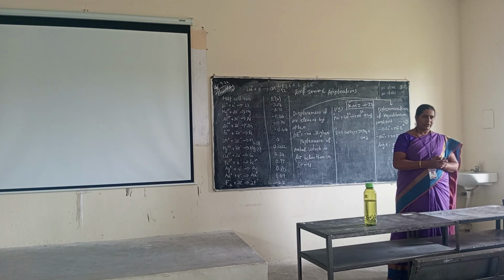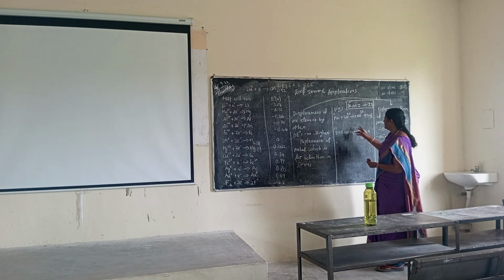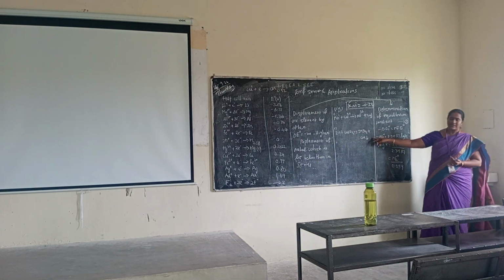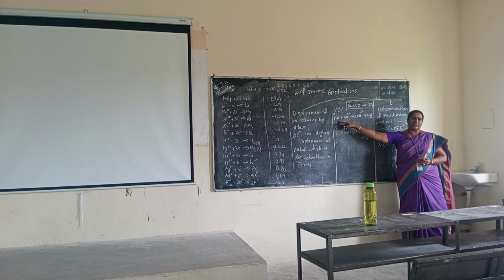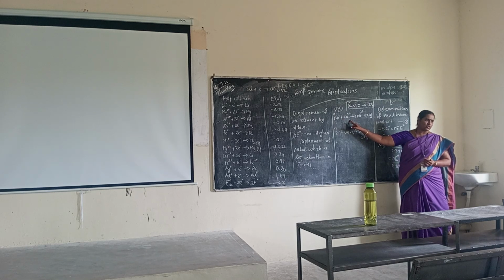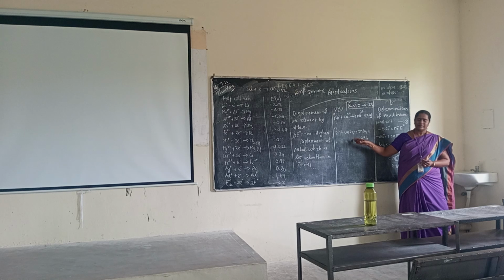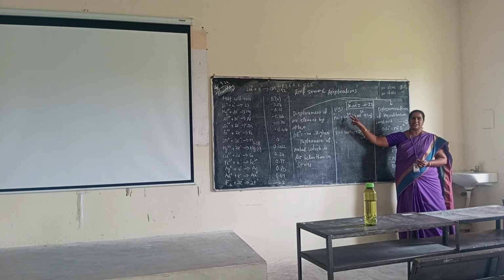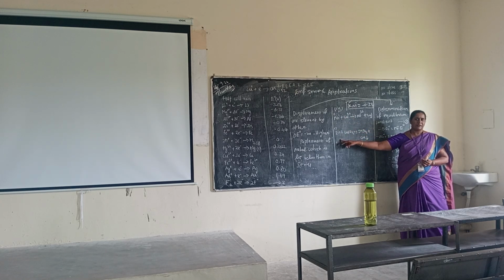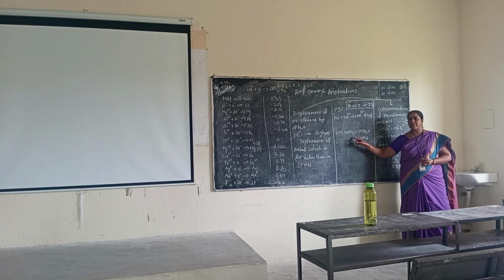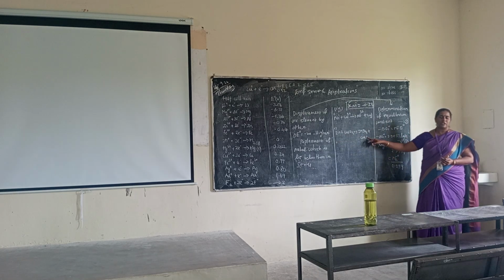Okay, so next one, see. There are two reactions here. Here, zinc is the negative electrode potential value, copper is the positive electrode potential value. So, the zinc displaces copper. Here, also the same, zinc displaces copper. Here, the zinc is the negative electrode potential value, copper is the positive electrode potential value. So, the zinc displaces copper.